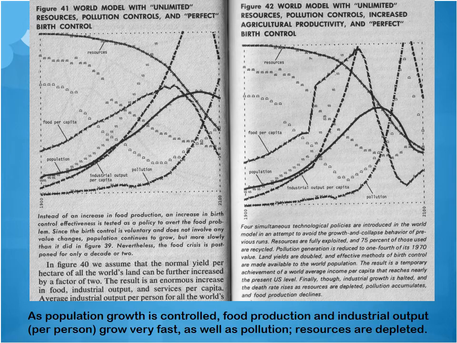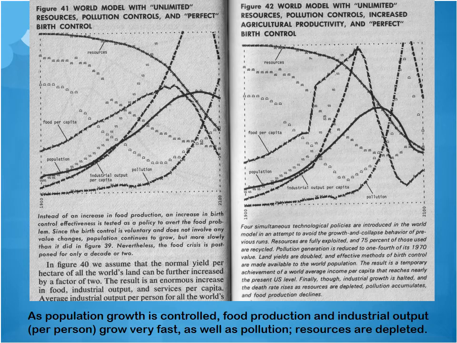So the outcome of this is that because population is controlled, food production and industrial output per person grow very fast. But then pollution also, even if you have it controlled, will grow because you're generating more food, you're generating more output. Industrial activity generates pollution, and essentially all this growth of food production and industrial production drives down resource availability. Okay, so essentially resources are depleted in both cases.